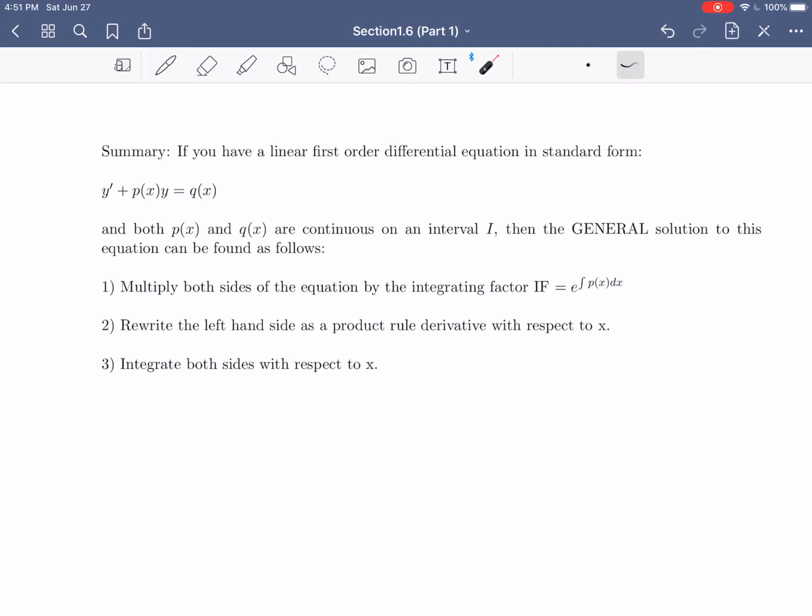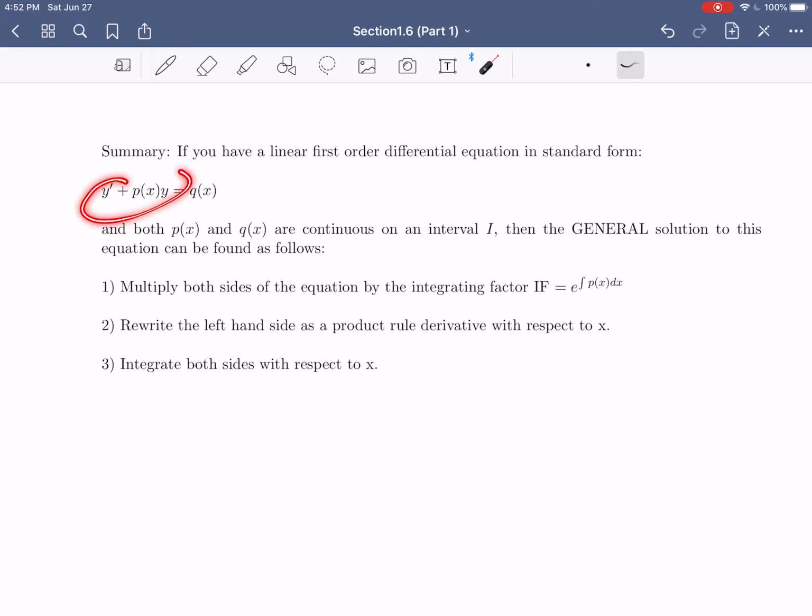So, in general, if you have a linear first-order differential equation, and it is in standard form, so you've got to make sure you've put it into standard form, then, if both p of x and q of x are continuous on the interval I, the general solution to this equation can be found as follows. If you multiply both sides of the equation by the integrating factor, that is e to the integral p(x) dx, so you take this p of x, integrate it, and do e to that, then the left-hand side is guaranteed to be the product rule derivative with respect to x.